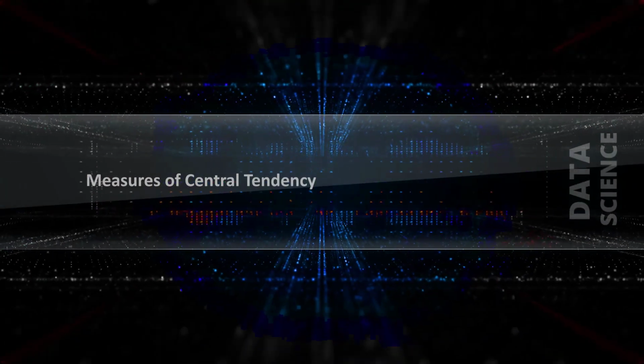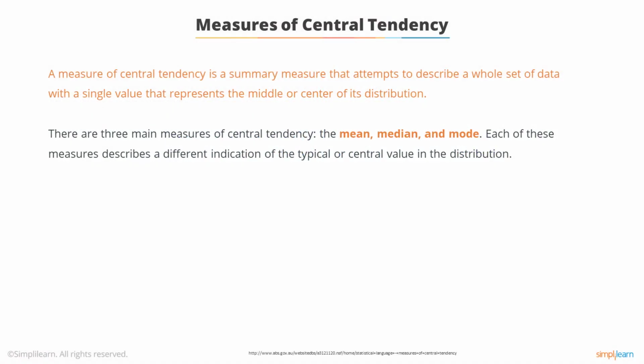Measures of central tendency. A measure of central tendency is a summary measure that attempts to describe a whole set of data with a single value that represents the middle or center of its distribution. And there are three main measures of central tendency: the mean, the median, and the mode. Each of these measures describes a different indication of the typical or central value within that distribution.